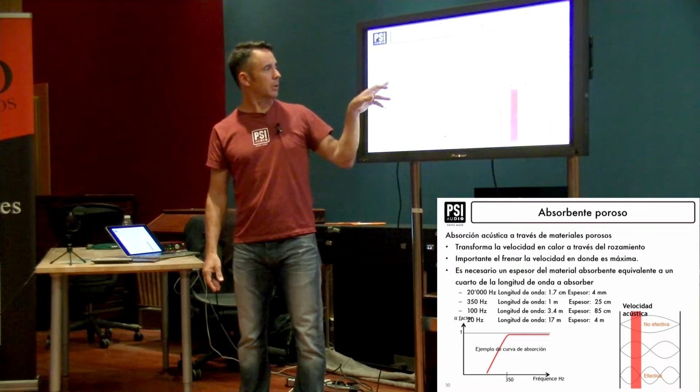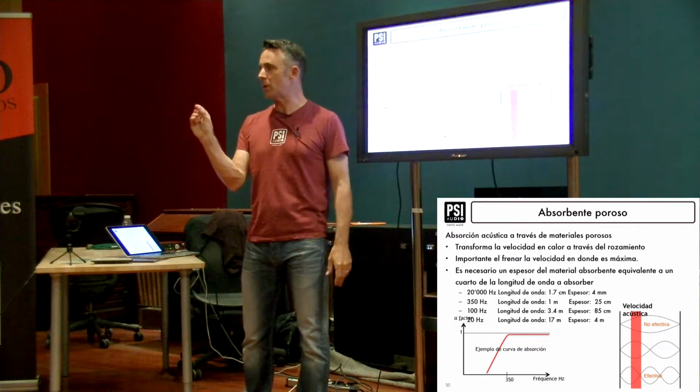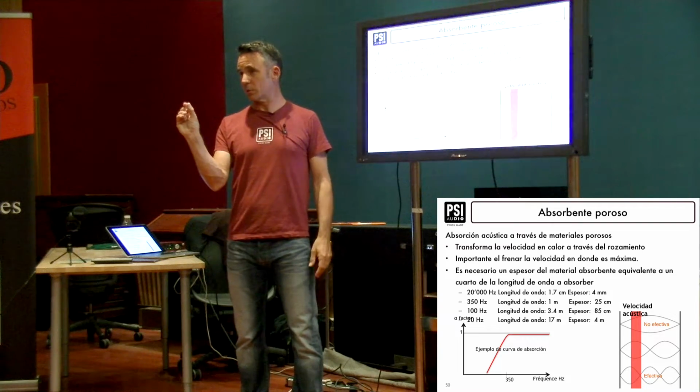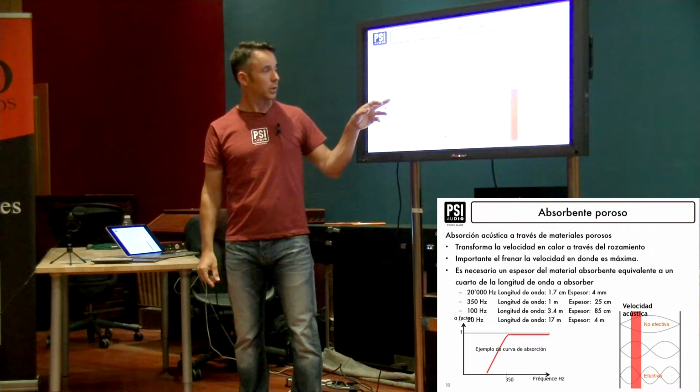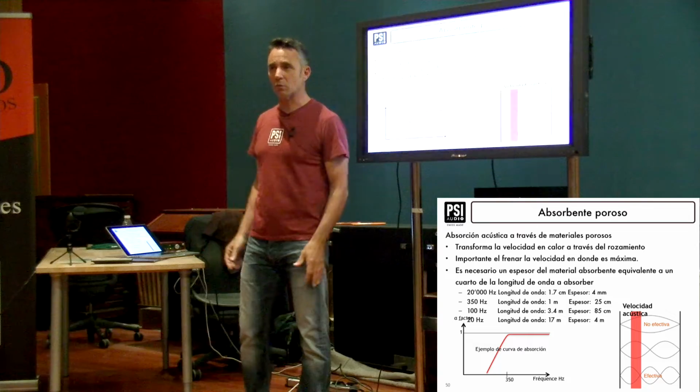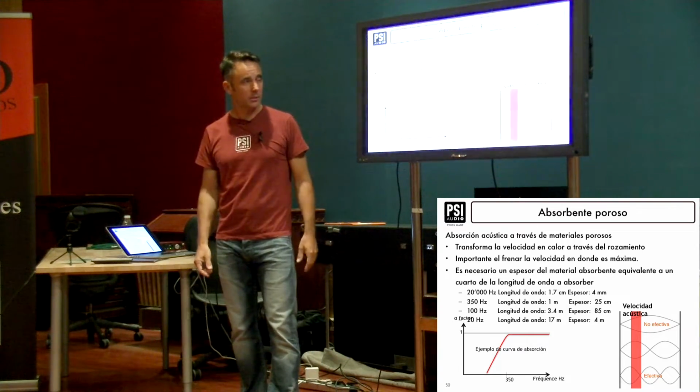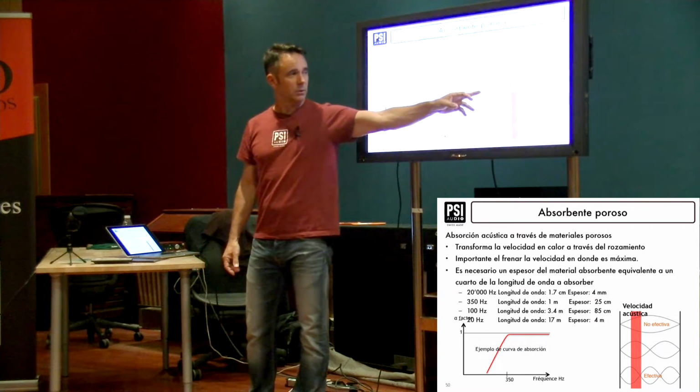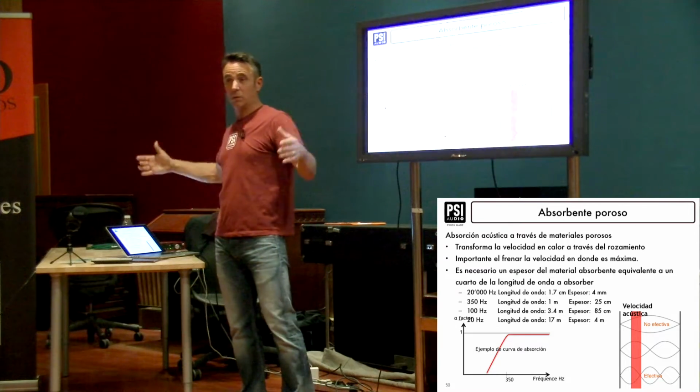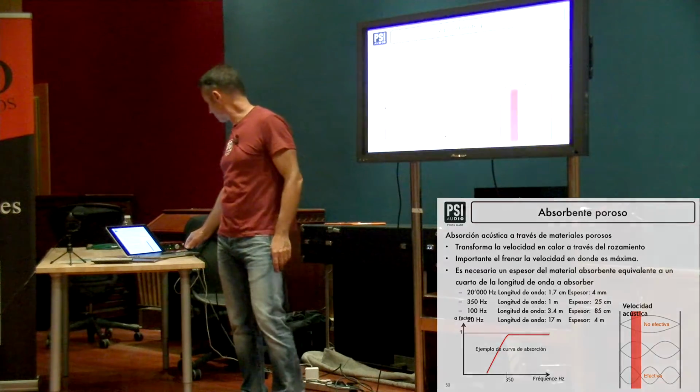Just a few dimensions: at 20,000 hertz, 4 millimeters of absorption will work. At 20 hertz, you need 4 meters if you want to get to the highest efficiency. So yeah, it takes up a lot of space, this porous material absorption.